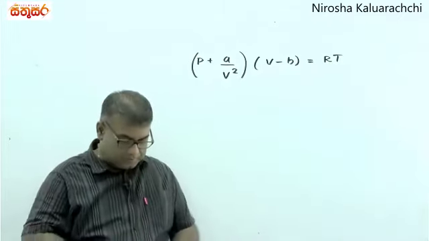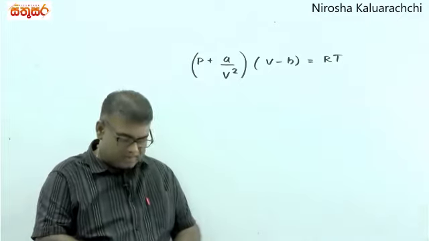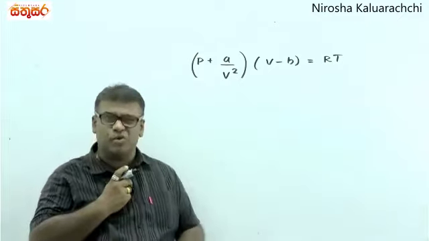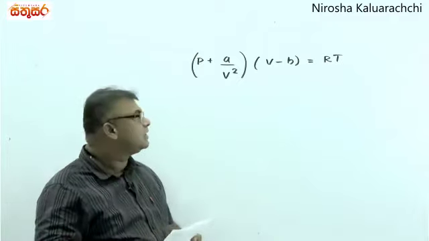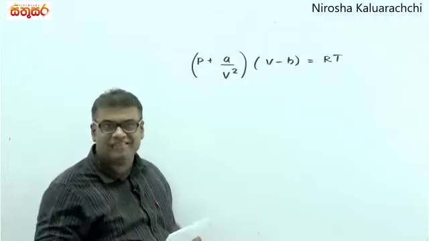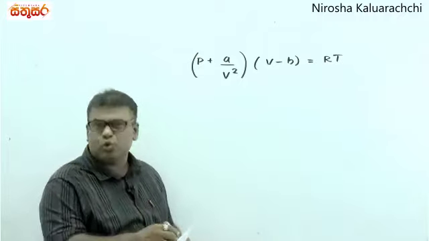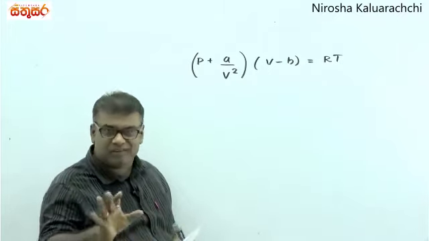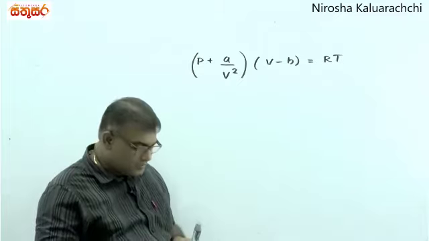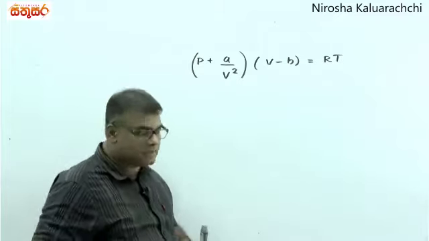P is pressure, V is volume, R is universal gas constant. We don't need to identify exactly the value of R, it's the universal gas constant, just forget it. T is absolute temperature. We don't use the dimension of absolute temperature as well. Find the dimensions of A and B. Let's see. It's very easy.